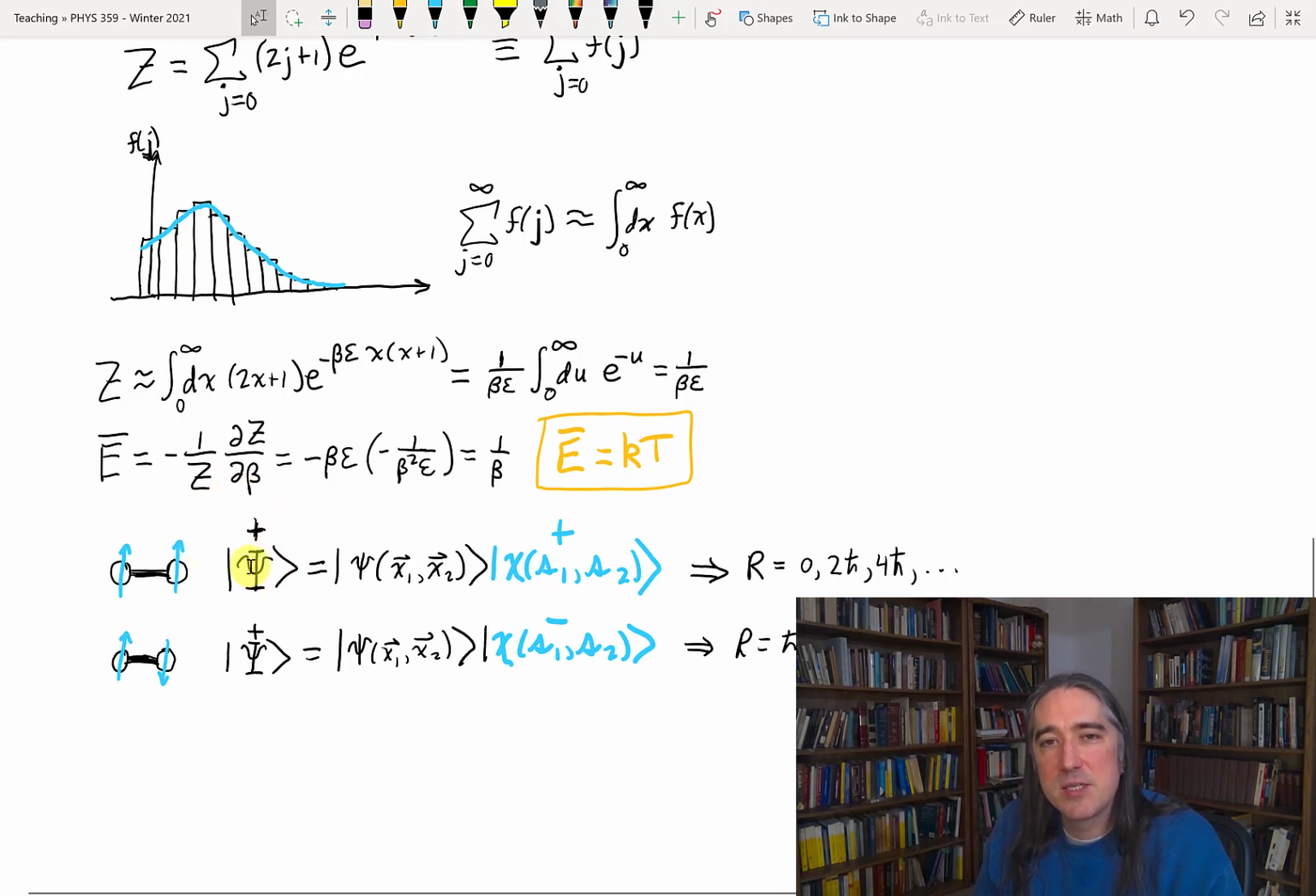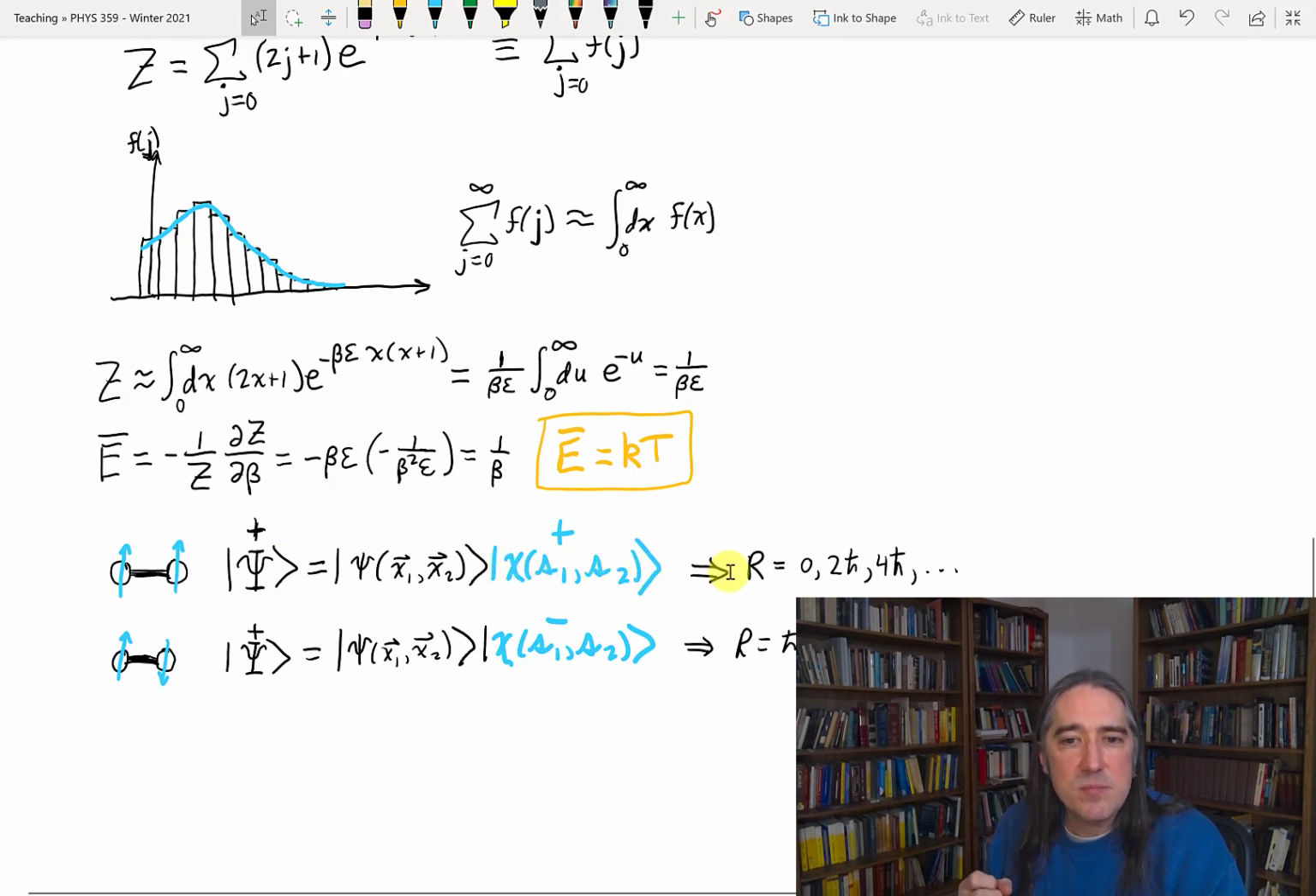Overall, the wave function has to be symmetric. It has to not change sign when we swap the atoms, which means that the spatial part of the wave function has to also be symmetric, right? If I swap the atoms and the spin part doesn't change, overall it doesn't change. That must mean the last bit doesn't change, right? If this changed sign, you'd have a minus and a plus. This would end up minus.